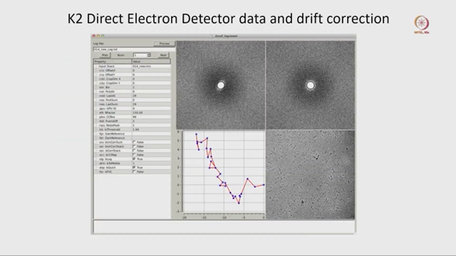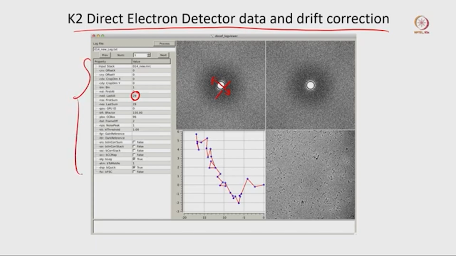Now this is a drift correction tool, and this data was collected on a K2 direct electron detector. Here we will show how we are correcting the drift. This is a power spectrum, and if you look at it, in one direction we are losing signal, and we can see some signal in this other direction. There are multiple frames, and there is motion between these frames. How many frames do we have? We have a total of 29 frames, and there are lots of parameters we can play around with and correct.